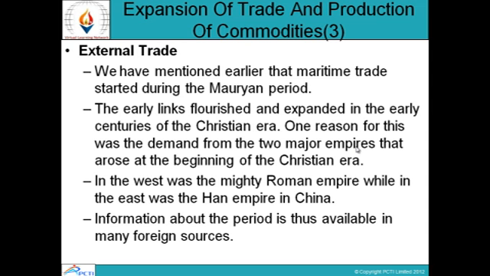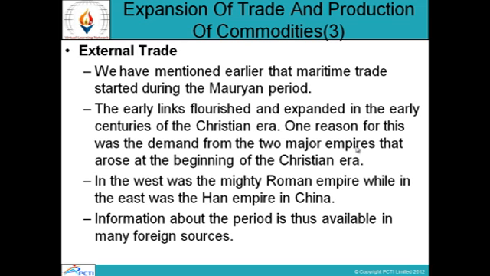One reason for this was the demand from the two major empires that arose at the beginning of the Christian era. In the west was the mighty Roman Empire, while in the east was the Han Empire in China. They also started expanding their empires.